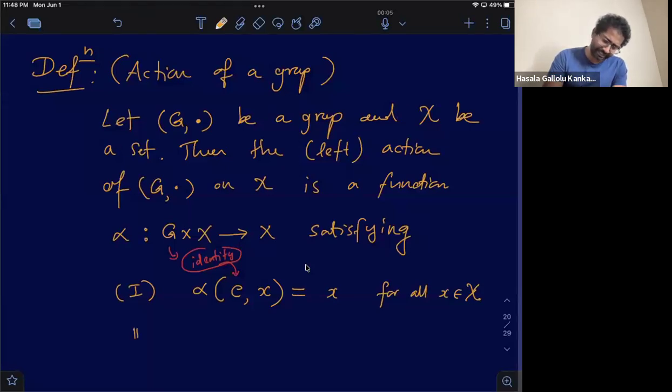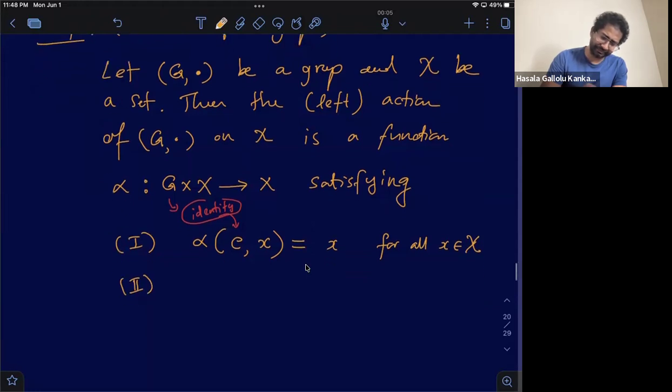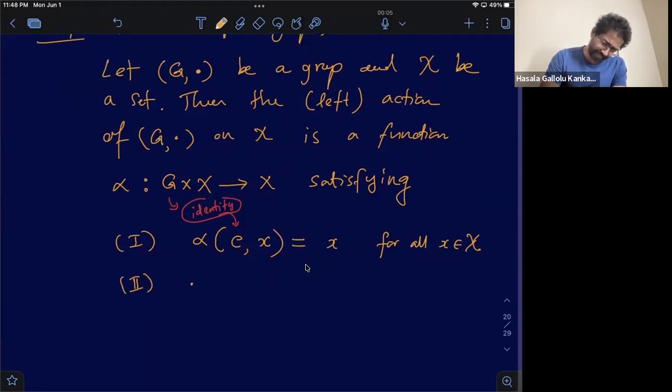And then the second property is alpha of g, any element from the group G, together with the second element, which is another previous operation based on a different element.